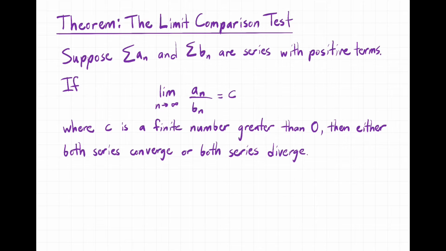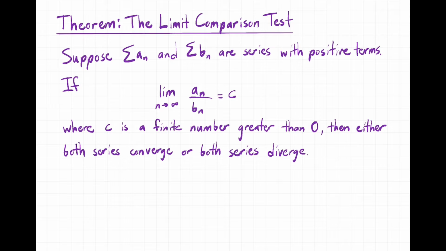And under the right circumstances, that will tell you that the two series, the one you're interested in and the one you're comparing to, both have the same behavior. Here's our theorem. Suppose that the sum of a_n and the sum of b_n are series with positive terms. If the limit as n goes to infinity of a_n over b_n equals C, where C is a finite number greater than 0, then either both series converge or both series diverge. Note, this does not work if your limit ends up being infinity, or if your limit ends up being 0, then you cannot draw this conclusion.